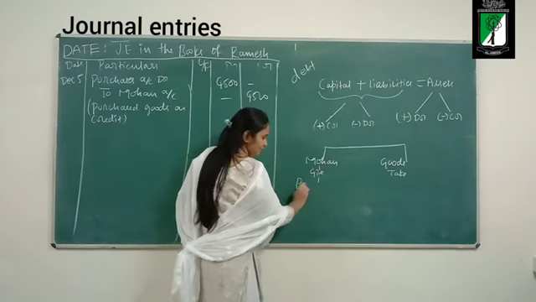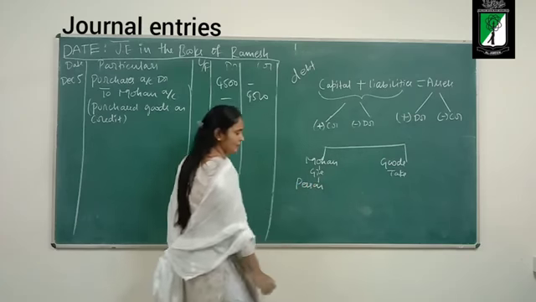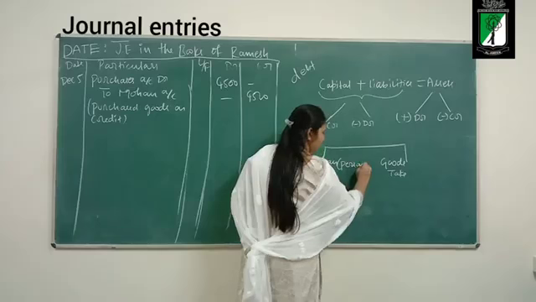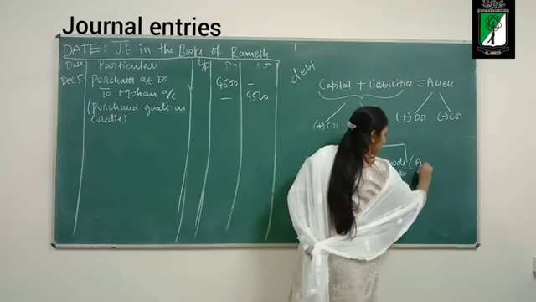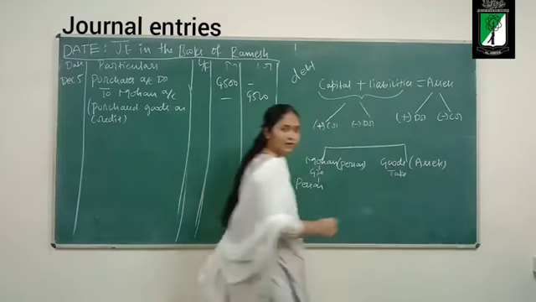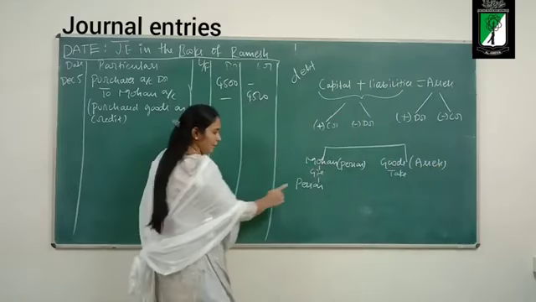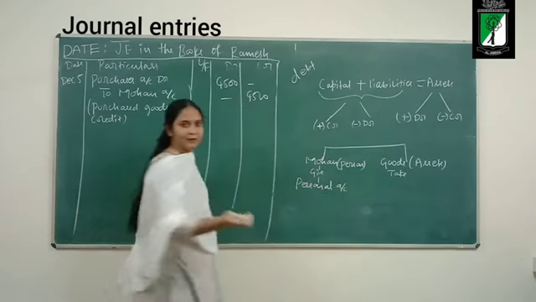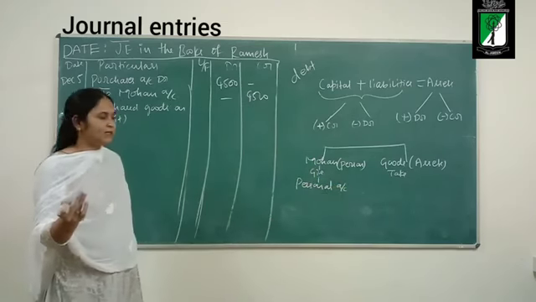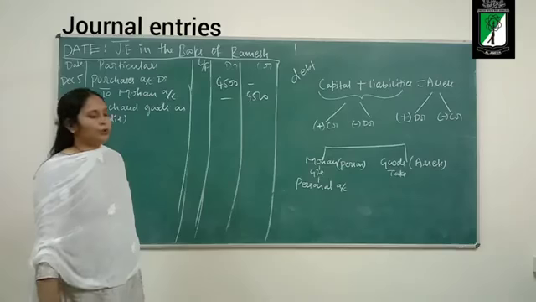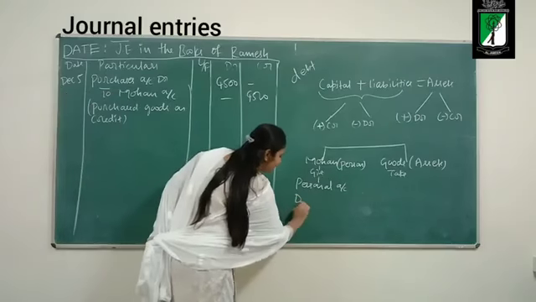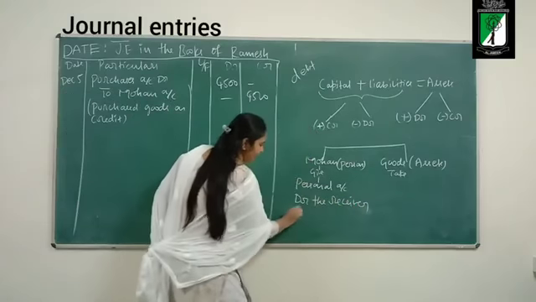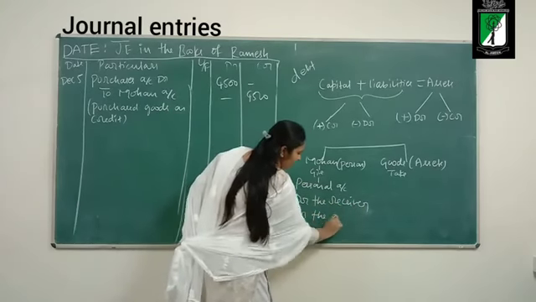Mohan is a person. Goods are my assets. Mohan is a person. So which account rule will we follow if it is related to persons, artificial persons and representative persons? Personal account rule. What does the personal account rule tell? Debit the receiver, credit the giver.